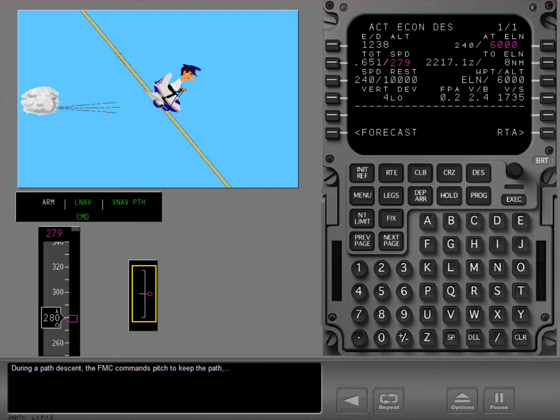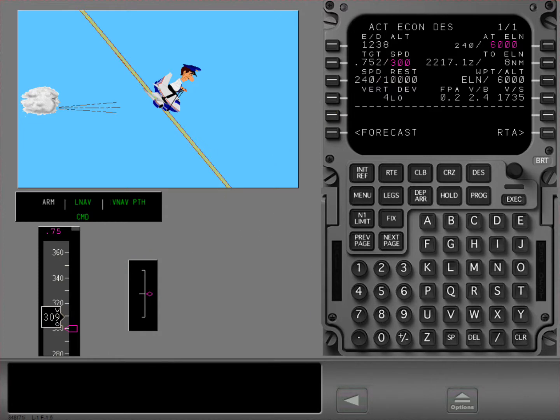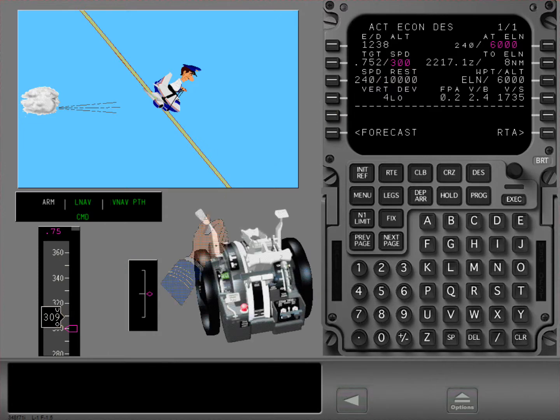During a path descent, the FMC commands pitch to keep the path, but the airspeed will be higher than the target. You can use the speed brake to add drag and decrease airspeed to the target.